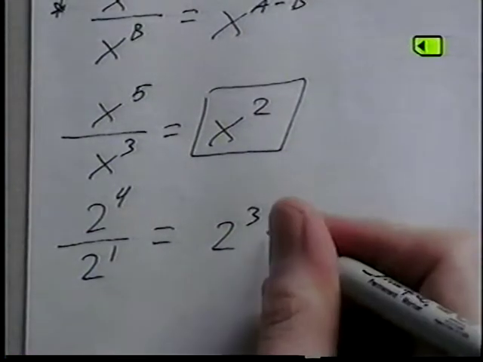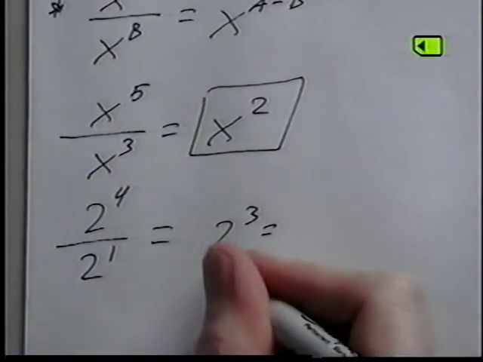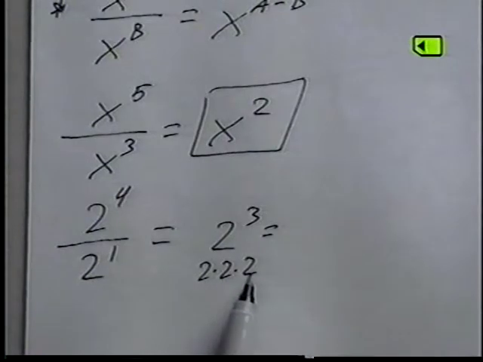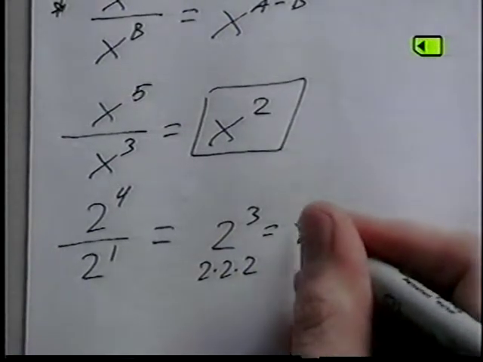Keep in mind, when you have a number in your answer, you can simplify this out. 2 to the third power, it's not 2 times 3, but 2 times itself 3 times. 2 times 2 is 4. Times 2 more is 8.